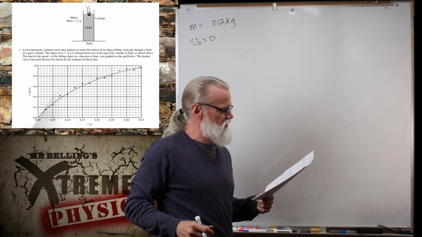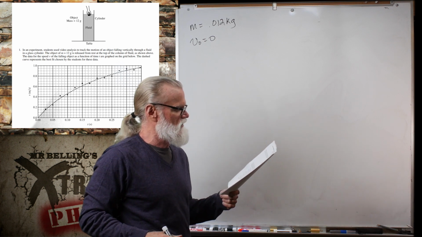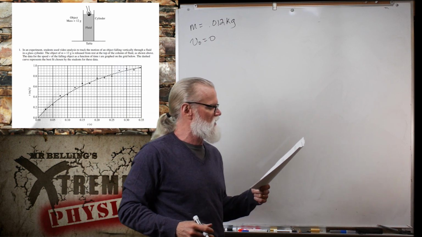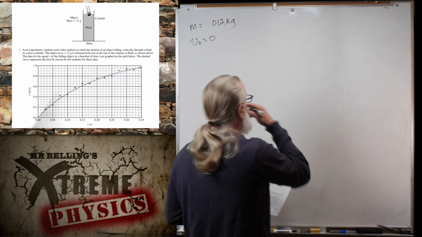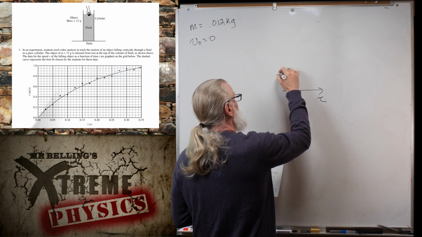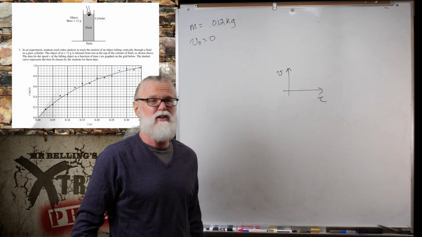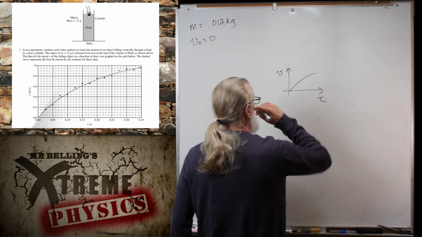Top of a fluid column is shown above. The data for the speed of the falling object as a function of time is graphed in the grid below. The dashed curve represents the best fit chosen by students of this data. All right, so we have a velocity versus time graph. Right off the bat, we should think about what we can get from a velocity versus time graph. What can we get from that?